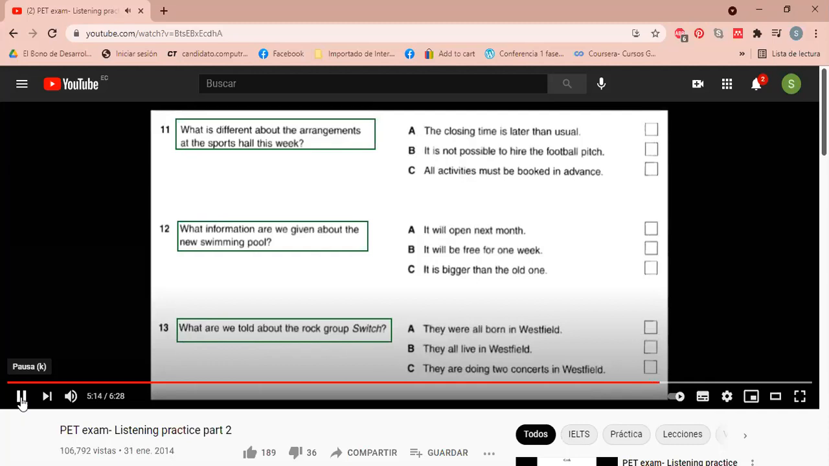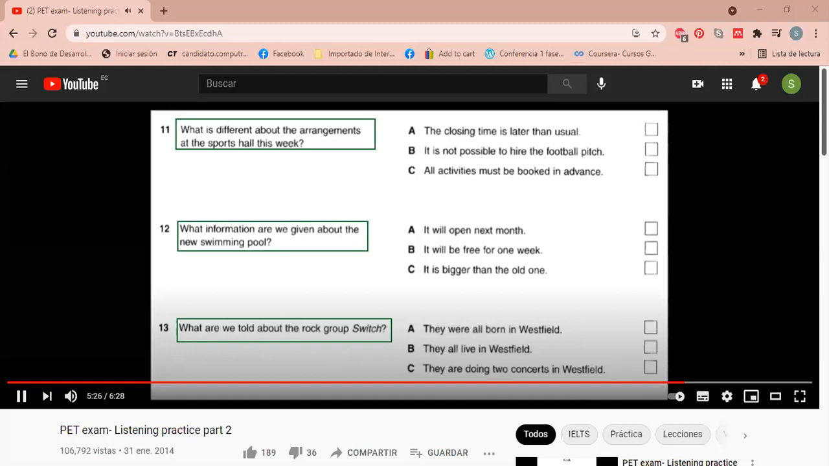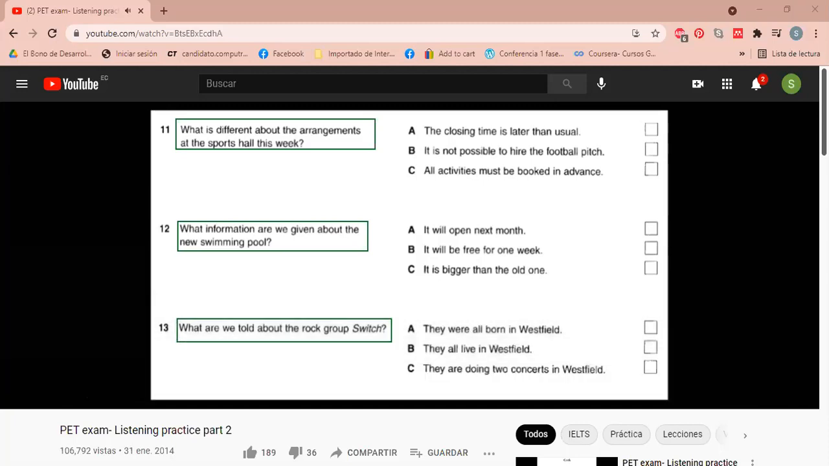But what about the swimming pool? Not quite such good news, I'm afraid. We'd hoped to tell you that the new swimming pool would be ready, but it's not. It will open, however, before the end of this month. That's about a week later than planned. But good news now, there will be no charge for swimmers for the whole of the first week that it's open. It's the same size as the old one, but has much better facilities.